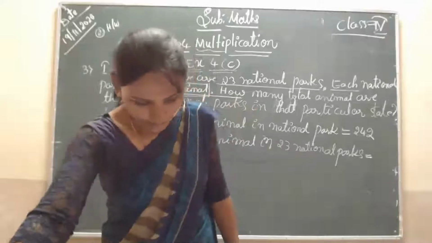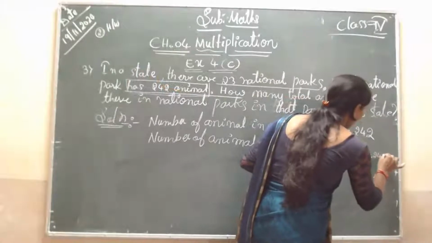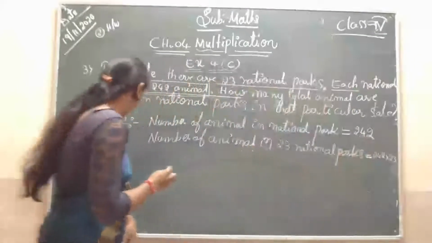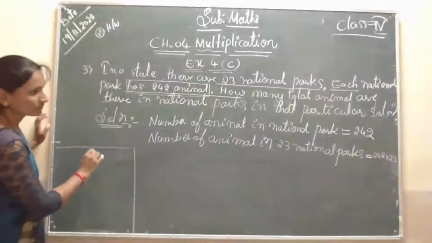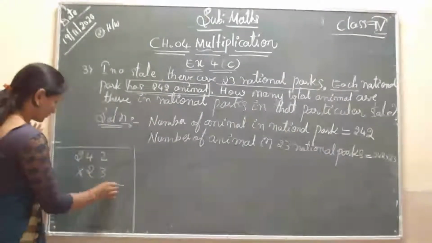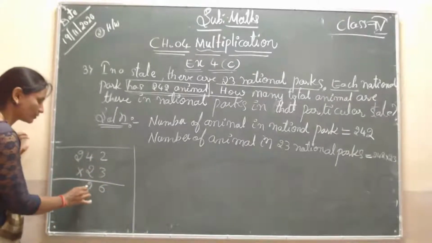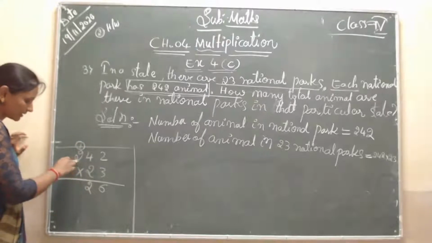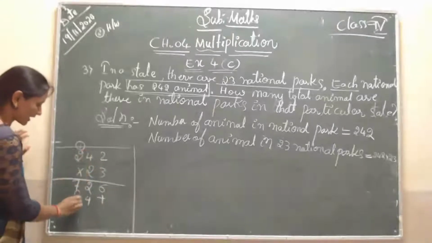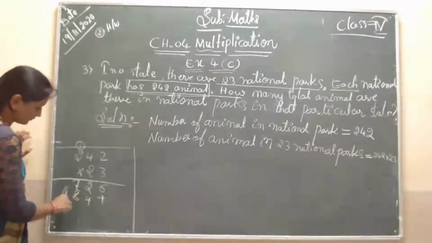So how to do it? Multiplication, students. 242 into 23. So how to do the multiplication? 242 into 23. 3 2s are 6. So you know that result multiplication. 3 4s are 12. So next 3 2s are 6. 6 plus 1 is 7. Then 2 2s are 4, 2 4s are 8, 2 2s are 4.